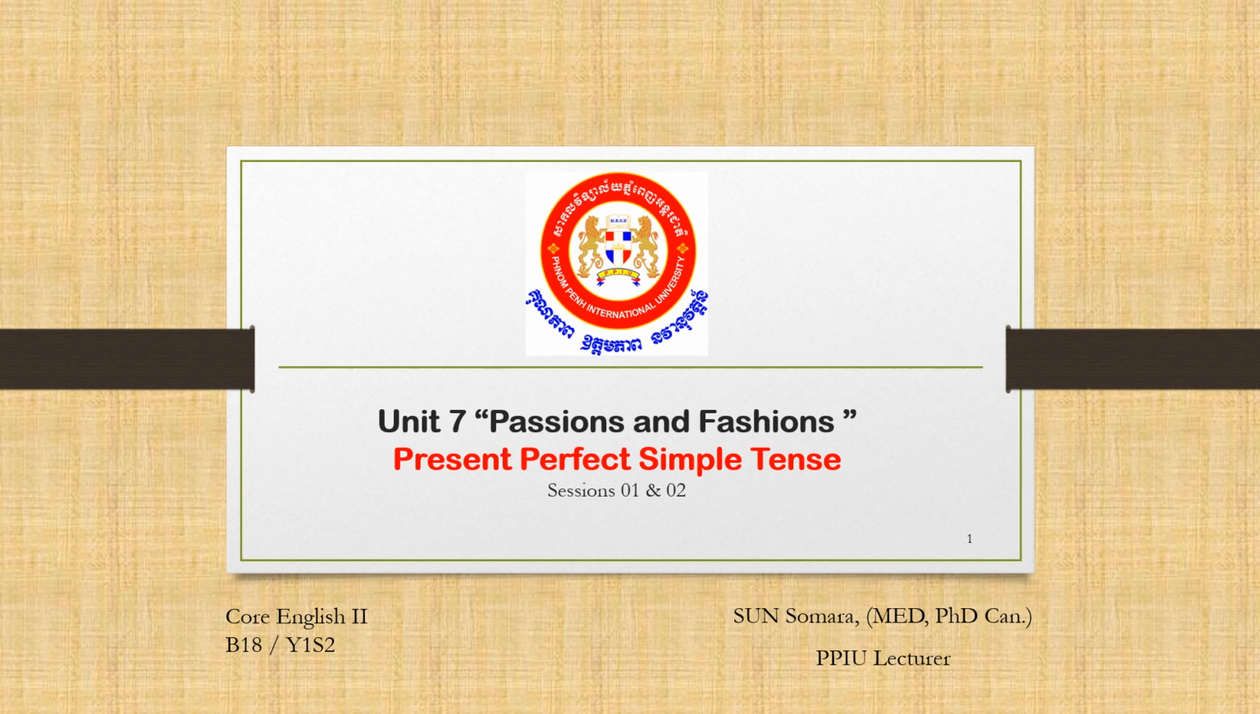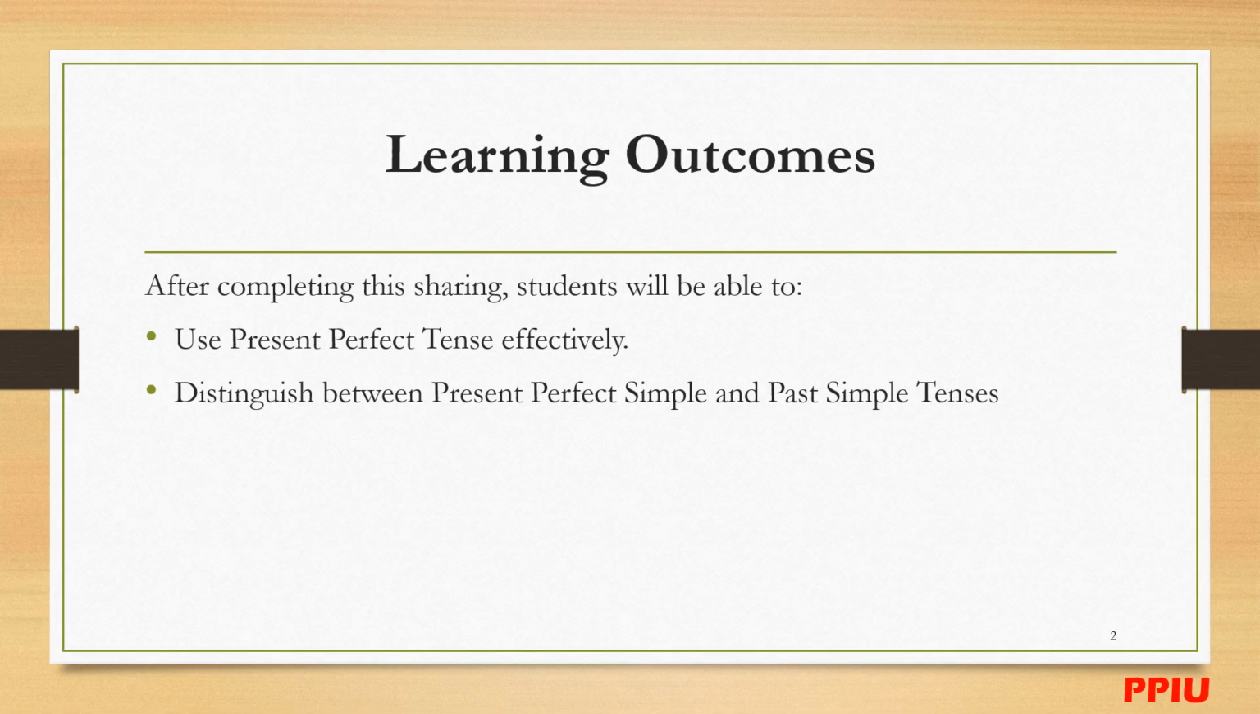This is Unit 7, talking about passion and fashion. In this section, I will share with you the present perfect simple tense. In this part, it does not focus only on the pure present perfect, but it will be combined with past simple as well as the other parts of the perfect tense. Okay, so without further delay, let's go into detail on this part.